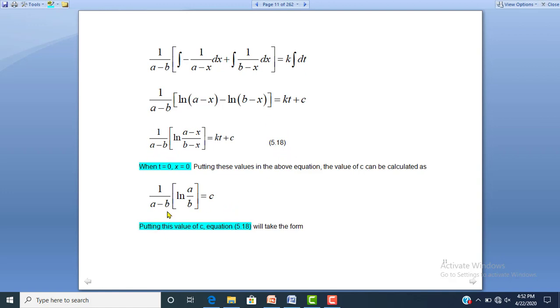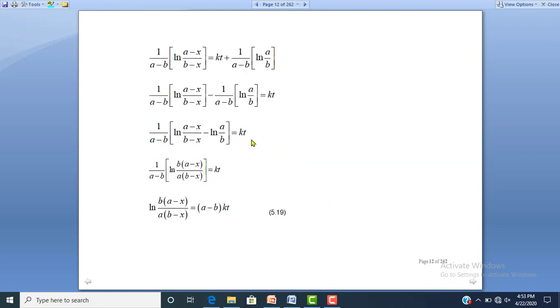1 over a minus b into natural log into a over b, because x is equal to 0 is equal to c. C is the integration constant, and this kt will be equal to 0. So the value of c here is 1 over a minus b into log natural a over b. Now we will put this value of c back into equation 5.18.